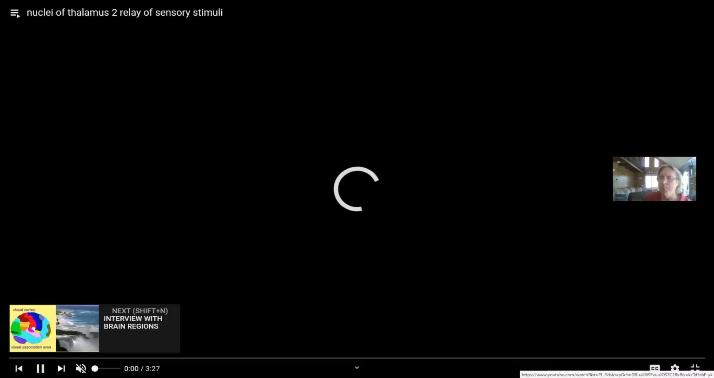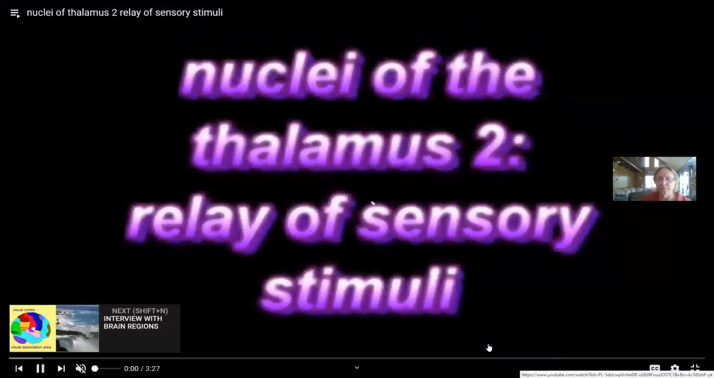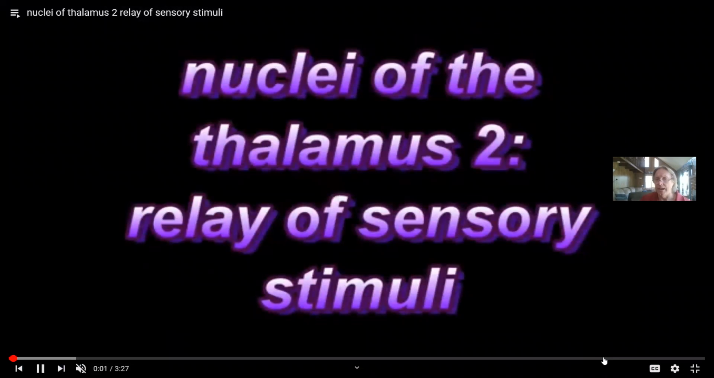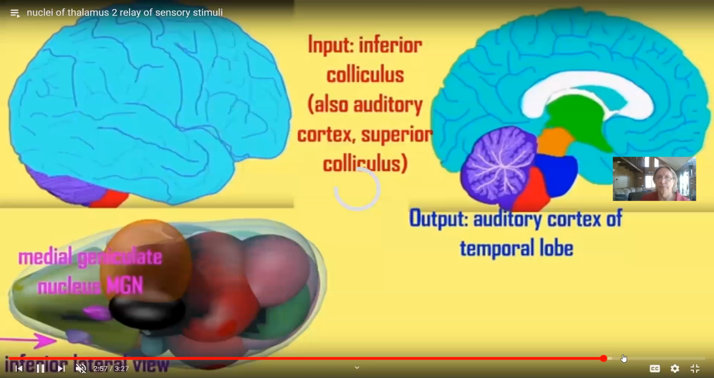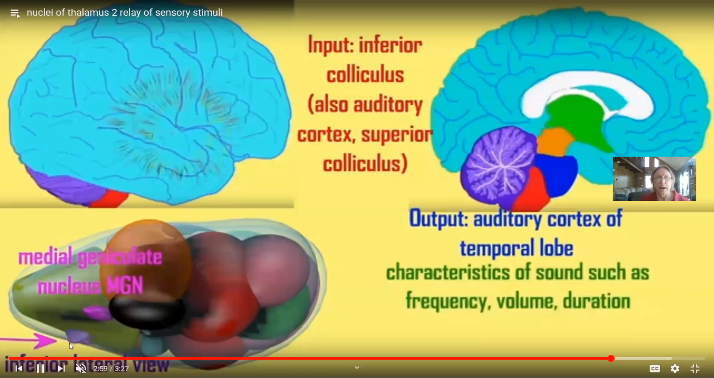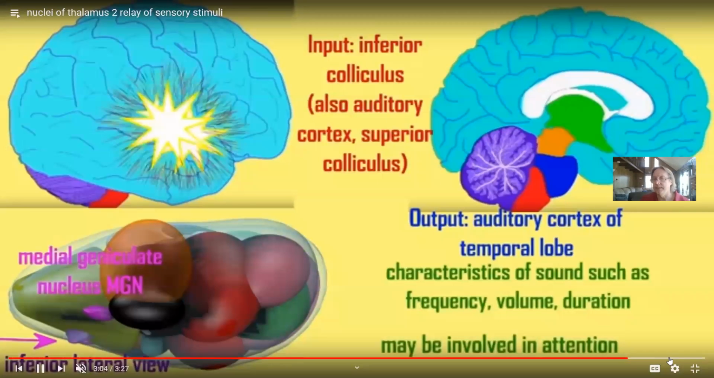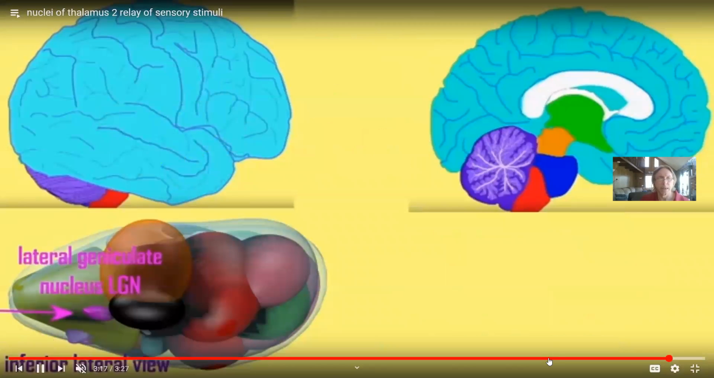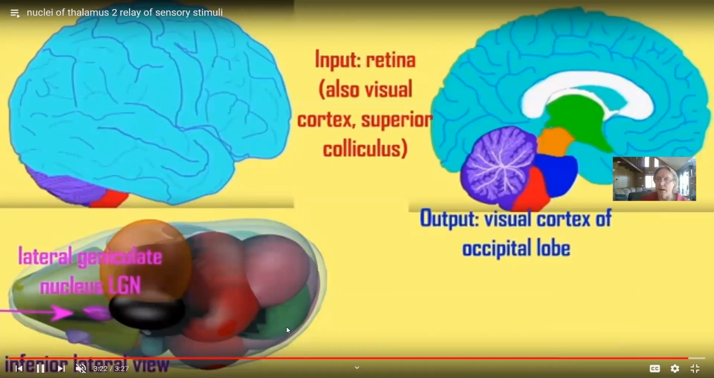So the superior colliculi of the midbrain receive input from those optic tracts, and then project to the thalamus of the brain. So the medial geniculate nucleus is getting input from the inferior colliculus, where it can process hearing. But meanwhile, there is a lateral geniculate nucleus of the thalamus. This is getting input from the retina directly, but then also the superior colliculus.